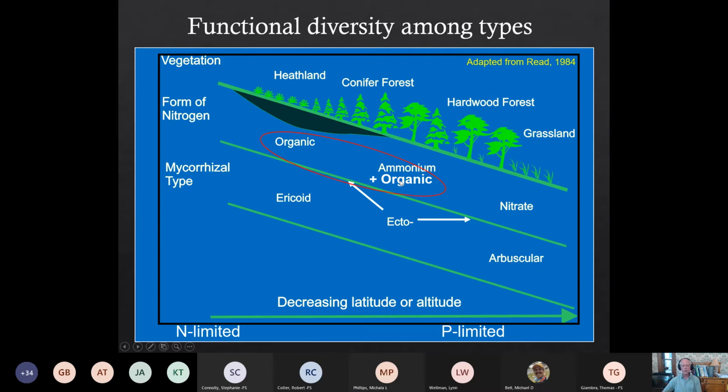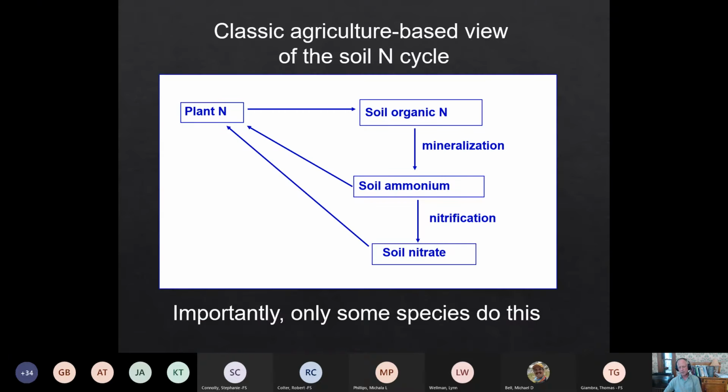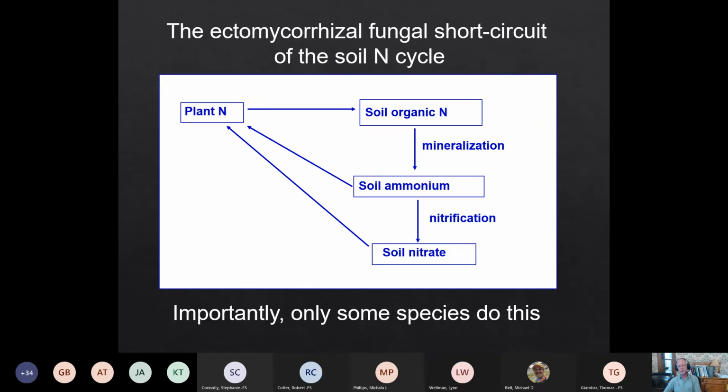So what do I mean by relying on organic N? The classical agricultural-based view of the soil nitrogen cycle was that the plant dies or organisms die, they drop their litter into the soil, it decomposes, goes into soil organic nitrogen forms, and is mineralized into ammonium. That ammonium might be taken up by the plant, or it could be nitrified, and then that nitrate could be taken up. The model that, as of the late 1980s, was sort of evolving, was really a very different model. It was one in which there's an ectomycorrhizal fungal short circuit of the soil nitrogen cycle.